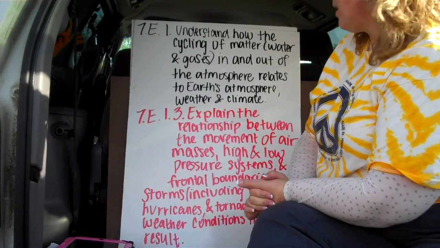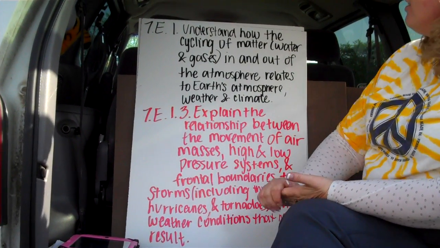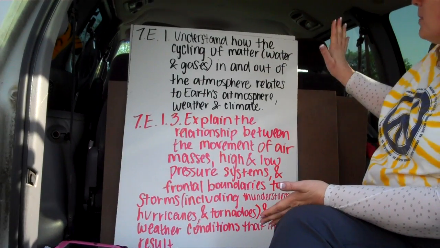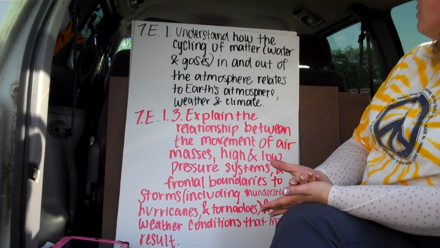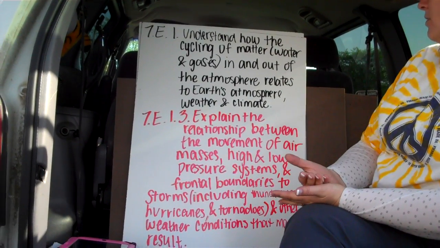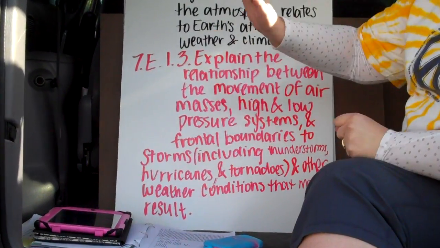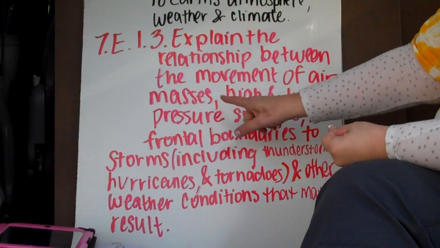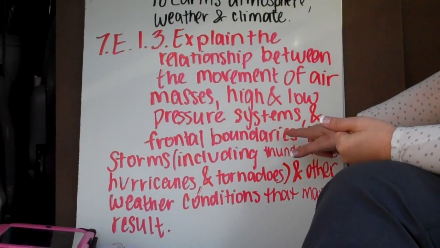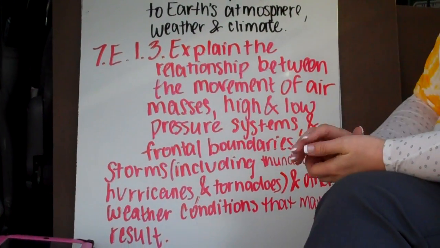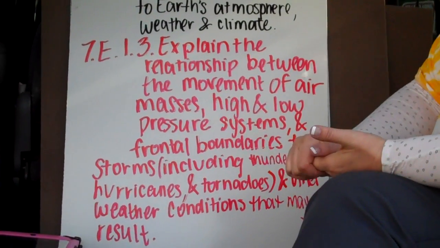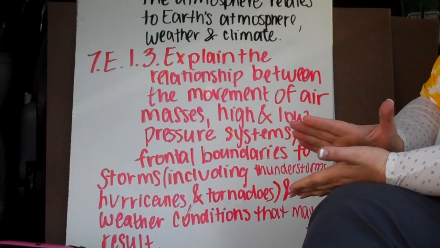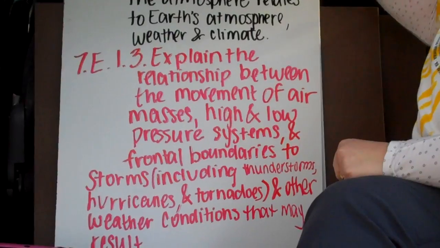Okay, here we are back again with our third standard. 7.E.1 again is the same as what it's been. Understand how the cycling of matter, water, and gases in and out of the atmosphere relates to the Earth's atmosphere, weather, and climate. 7.E.1.3 says, explain the relationship between the movement of air masses, high and low pressure systems, and frontal boundaries to storms, including thunderstorms, hurricanes, and tornadoes, and other weather conditions that may result.